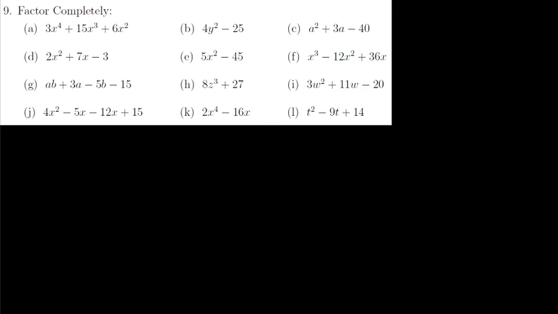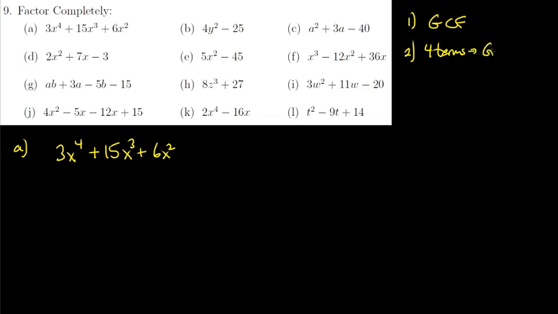All right, number 9, factoring. So there was a whole chapter on factoring here. So this hopefully is a good review of factoring. And I'm just going to start with part A here. 3x to the 4th plus 15x cubed plus 6x squared. So remember what's involved in factoring. The first step is always to find the GCF. If the GCF is 1, you just move on to how many terms you have. If you have 4 terms, you factor by grouping.